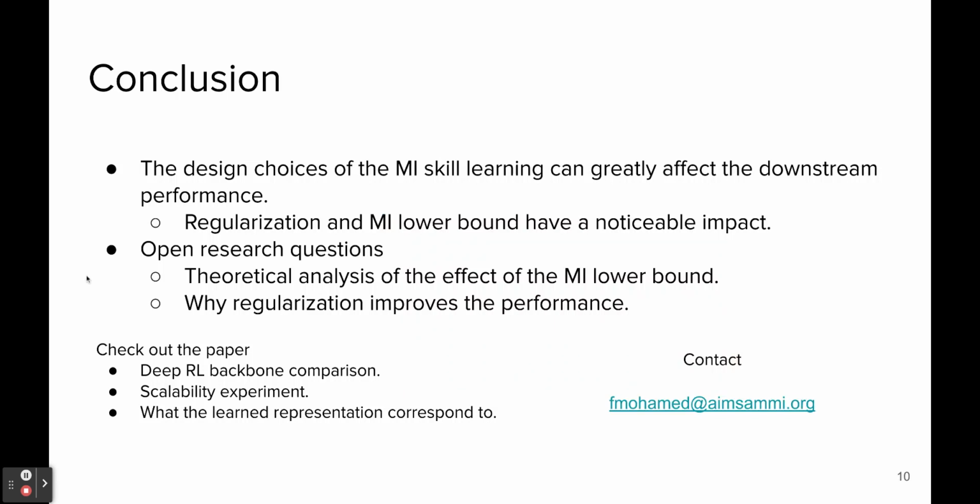In conclusion, we show that different design choices of unsupervised skill discovery algorithms can have a great effect on the downstream performance, especially regularizing the discriminator and the choice of the mutual information lower bound. We still have some open research questions.